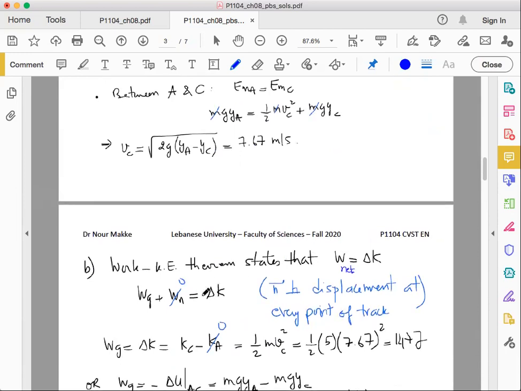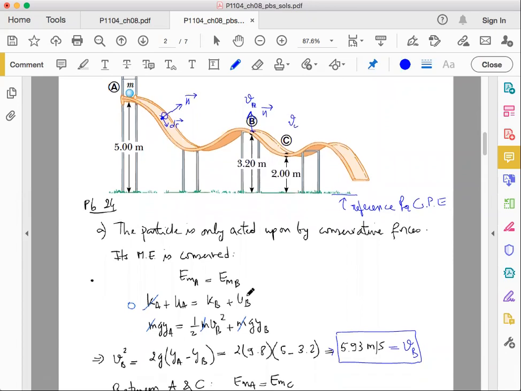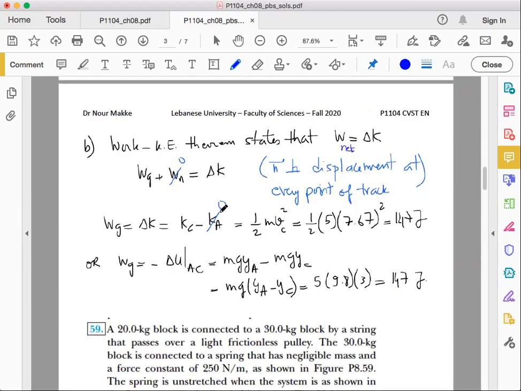What about delta K? Delta K is equal to K final minus K initial. We are looking at the track between point A and point C. So it's KC minus KA. Since the particle was released, KA is equal to 0. And so this is nothing else than half times m times vC squared. So we end up with the work done by the gravitational force, which is the net work done on the particle moving from A to C, equal to 147 joule.